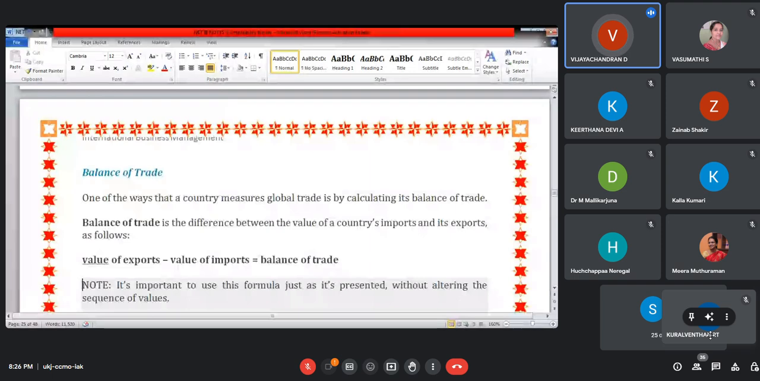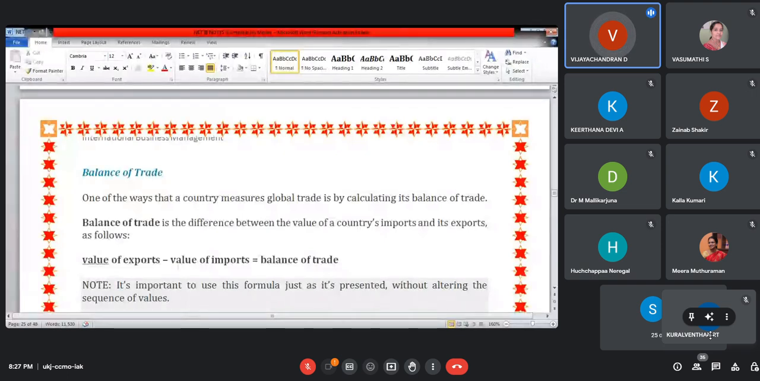Yes, I'm continuing with the balance of trade. So, what is the balance of trade? How much trade is done by one country with the rest of the world? So, it is one of the ways that a country measures its global trade. How much quantum of international trade is made by one country? It is the difference between the values of imports and exports.